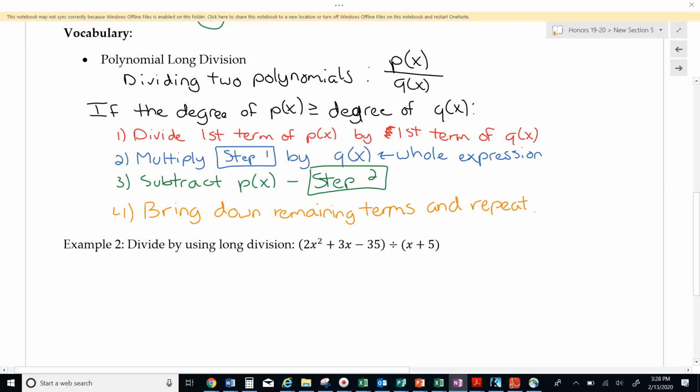And repeat. Okay, so this works, we repeat as long as the degree of the one is greater than or equal to the degree of the other. As soon as our first one is smaller degree, we're done and we have a remainder. So we'll see how that works, okay? So it's the same steps, it's just a slightly different way of using them.